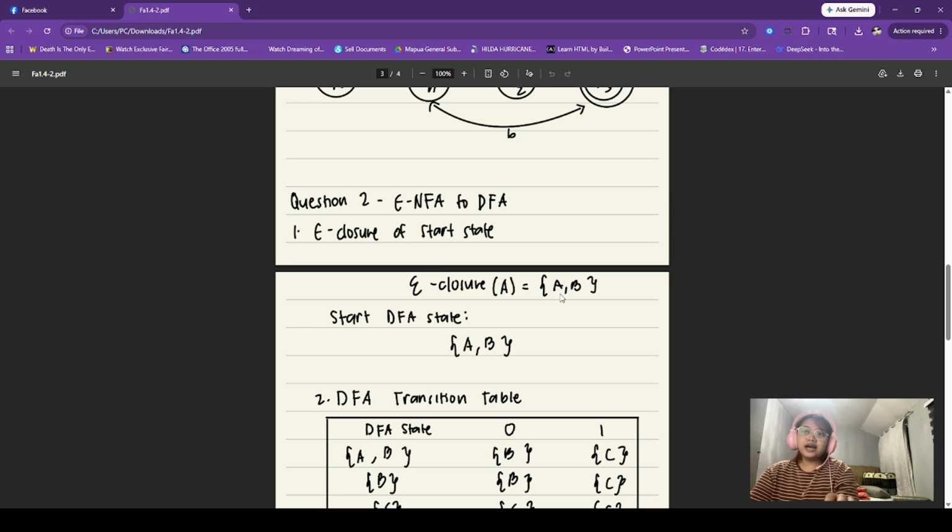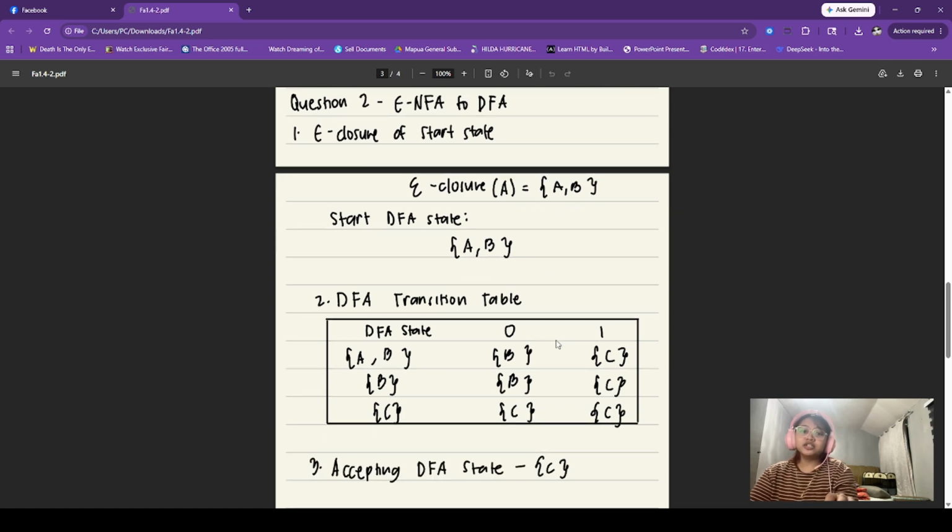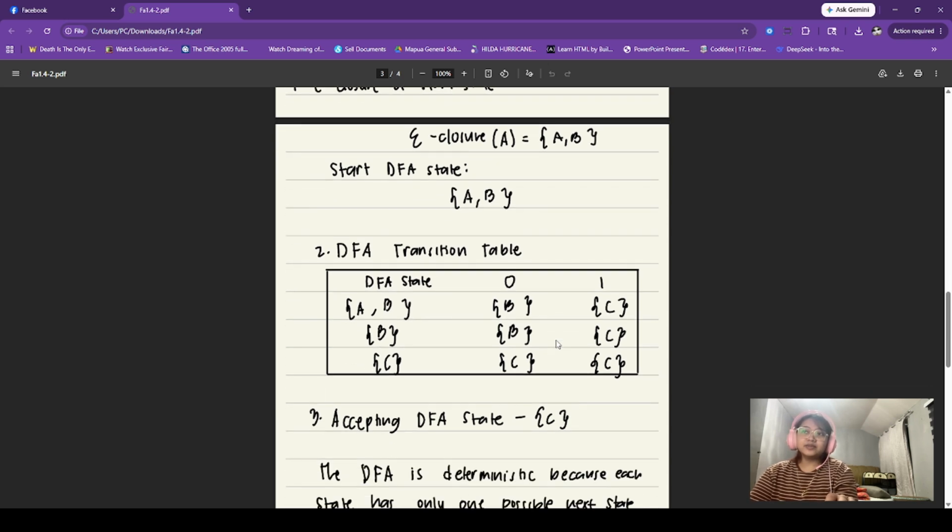Next, I applied subset construction. From A, B on input 0, the result is B. From AB on input 1, the result is C. From B on input 0, it stays B, and from B on input 1, it goes to C. From C, both inputs 0 and 1 stay at C.